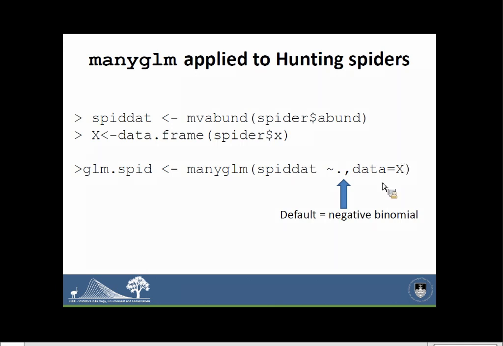You'll note that I didn't specify family in this one because in mvabund your default is actually negative binomial. So if you're using another type, Poisson or normal binomial, then you'd have to specify it. But negative binomial is the default here.